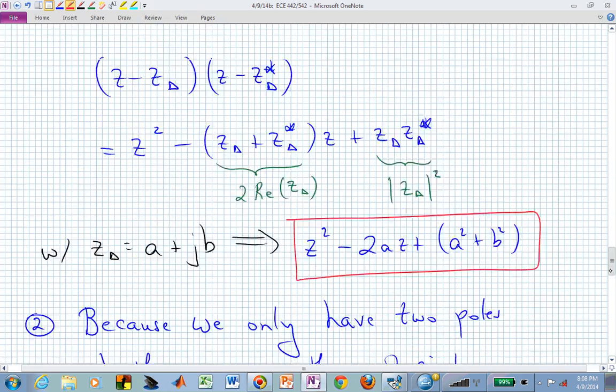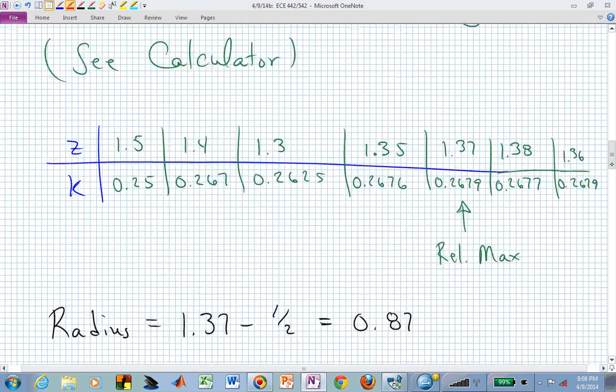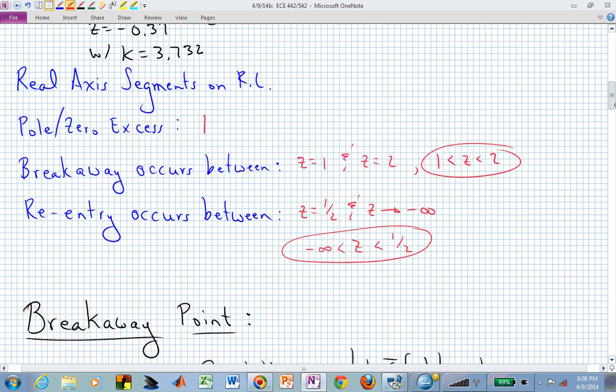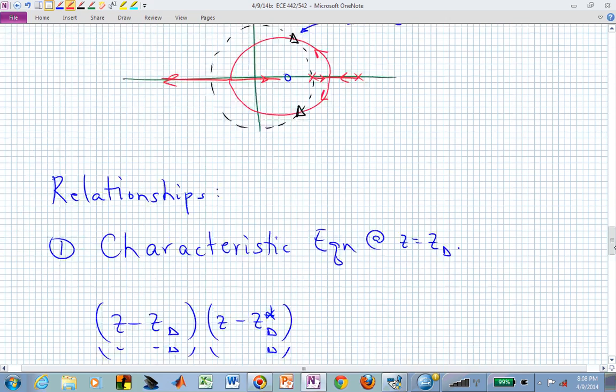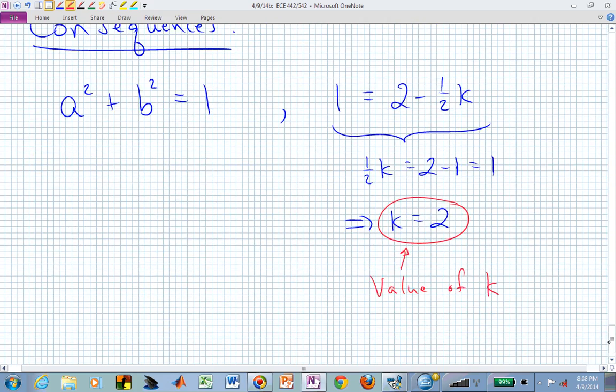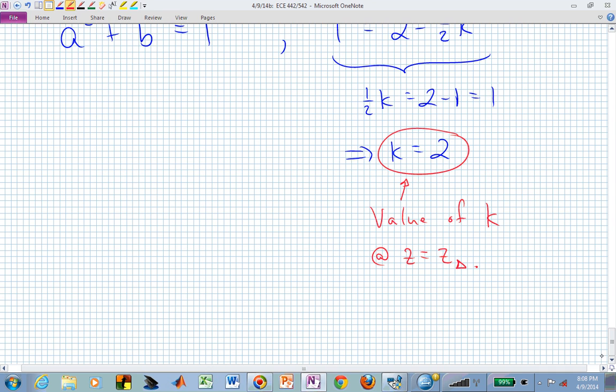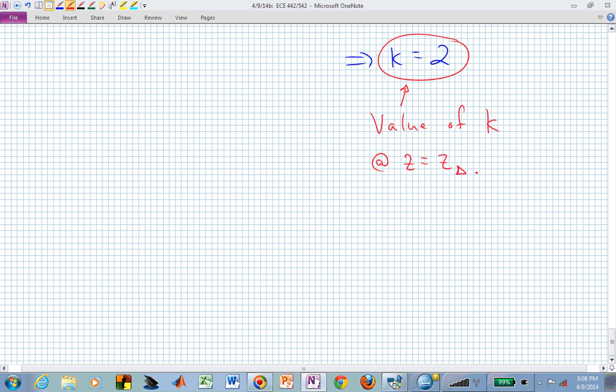We knew it had to be, just based on this information that we already had from our breakaway and reentry, bigger than 0.27 and less than 3.7. And now we're finding that it's actually equal to 2. So this is the value of k at z equal to z delta. So now we know k, and we have all of these other relationships that we can use.